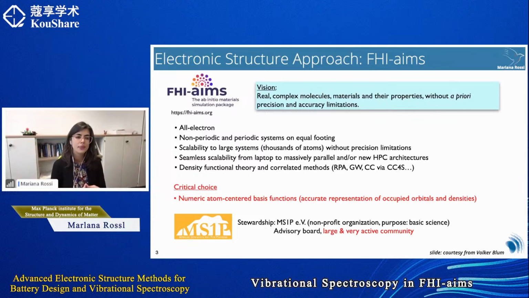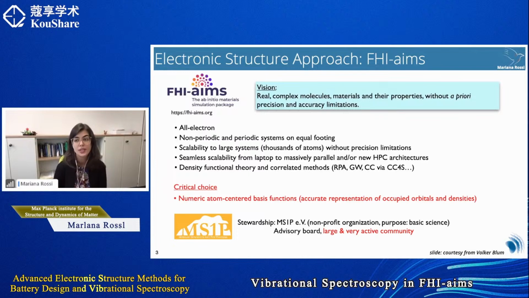And so the framework that we have today achieves an all-electron implementation of the electronic structure problem in terms of Kohn-Sham DFT mostly, but I'll talk more about it later. It can treat both non-periodic and periodic systems on equal footing, so you can go through both types of simulations in the exact same code. It achieves a really great scalability up to large system sizes. We can do many thousands of atoms. You will see actual examples in my talk about that.